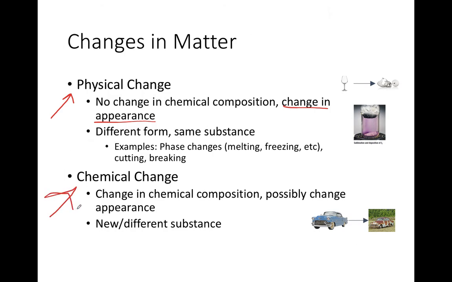If I have a chemical change, however, this means that I'm actually changing the chemical composition. So like I said, I may have the same elements, but they're bonded to different things and they're bonded in different ways. This can also be associated with a change in appearance, but the main thing you're looking for is a new or different substance. Things are now bonded in a different way. Maybe I had just hydrogen before and now I have H2O or something like that.